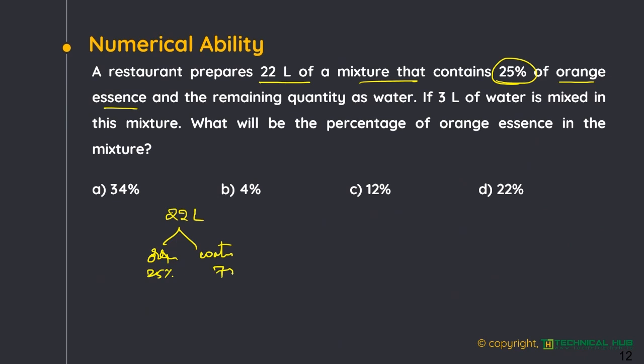Here if you observe carefully, what is 25% of 22 liters? 25% is nothing but what? 1/4 value. 25% means 1/4 value. 1/4 value is how much? 5.5 liters. Orange essence is 5.5 and the remaining quantity. What is the remaining quantity?